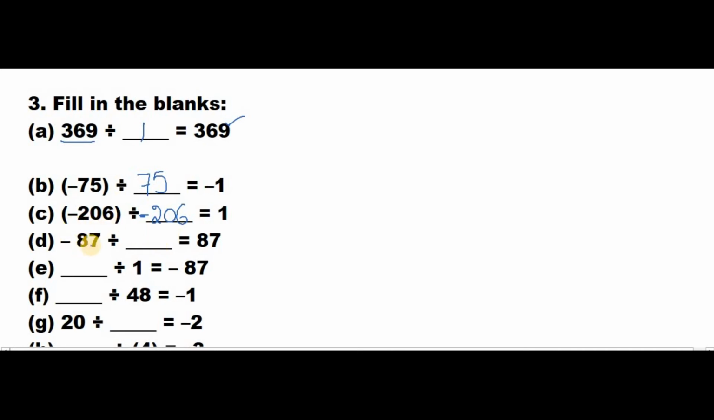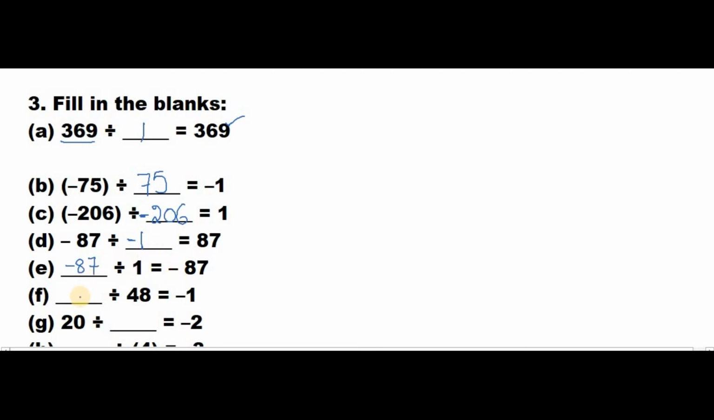Now, minus 87 divided by some number will give you 87. When will we get 87? Yes, when a number is divided by 1, we get the same number. And here you have plus 87, that means we have two negative numbers, and some number divided by 1 is equal to minus 87. So it is the same as D. We have only one negative number, that is the reason we have only one negative symbol. That is the reason we'll keep it here.